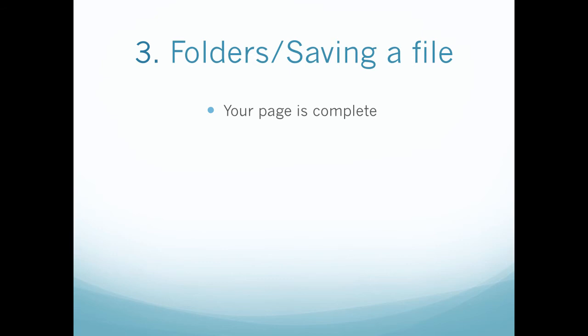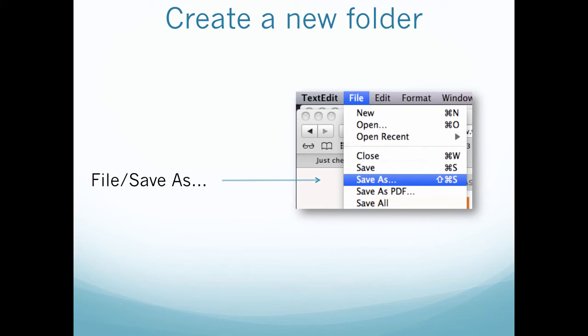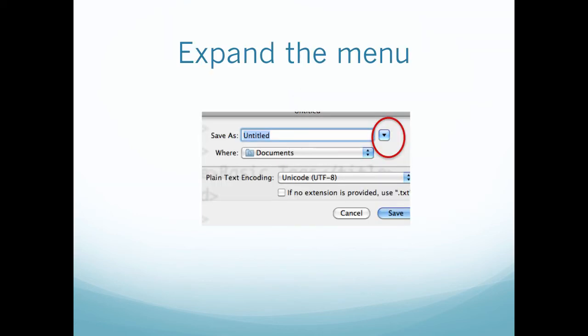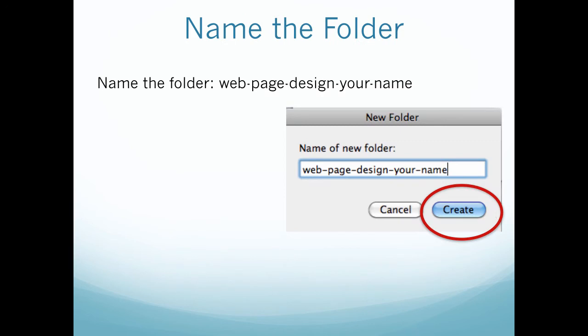Okay, folders and saving a file. Now your web page is complete. We must create a folder and save it. Create a new folder, save the page into a folder, and use the proper saving format. To create a new folder, go to under TextEdit, File, Save As. Expand the menu. Sometimes the menu opens up closed. Just click the button over here at the top right. That'll expand the menu here. At the bottom, click on the New Folder button. We need to create a folder to organize our work. Okay, name the folder web-page-design- and your name. Click the Create button.